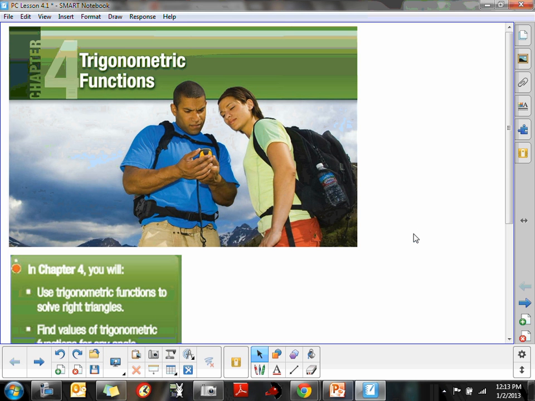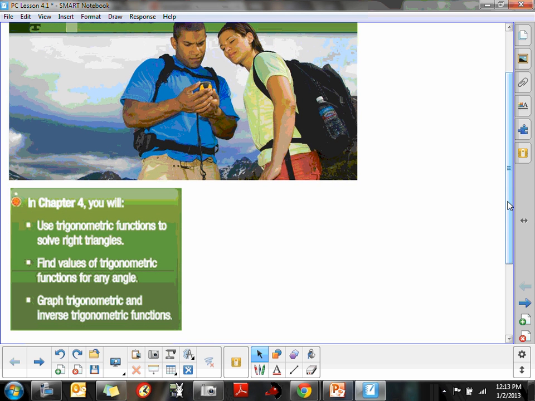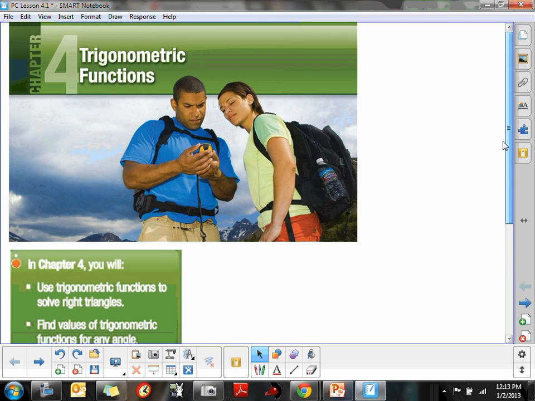All right, Chapter 4, we're going to be studying trigonometric functions. There are several different objectives, but there are three main objectives here that we're going to do. We're going to use trigonometric functions to solve right triangles. Secondly, we're going to find values of trigonometric functions for any angle. And thirdly, we're going to graph trig and inverse trig functions. So those are the three main areas that we're going to study in trigonometry.